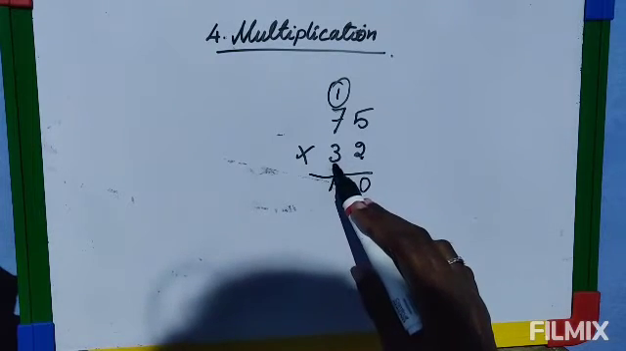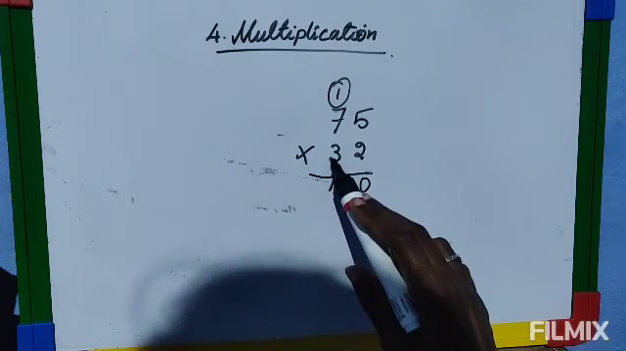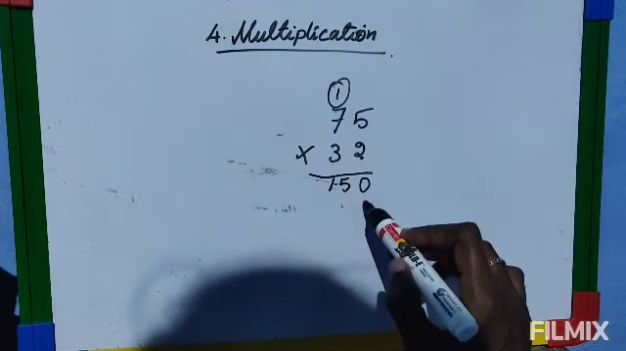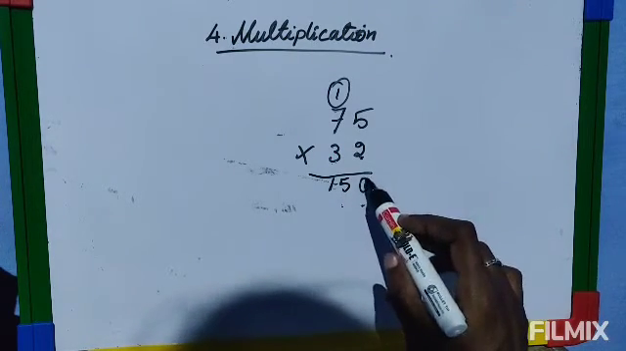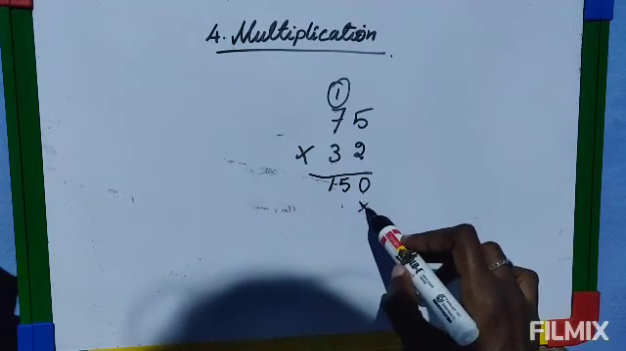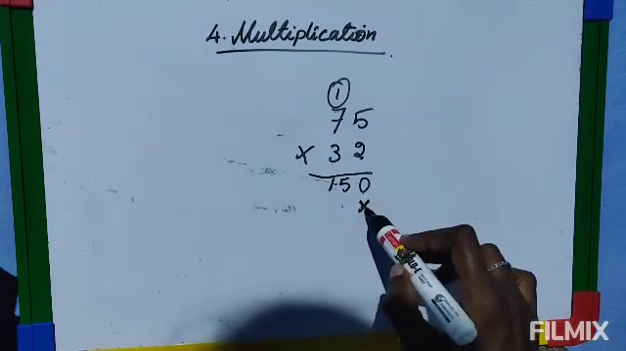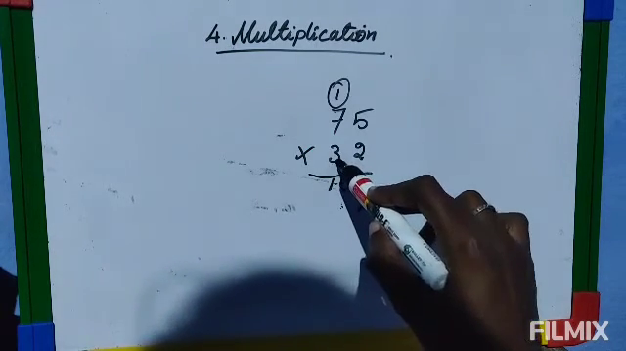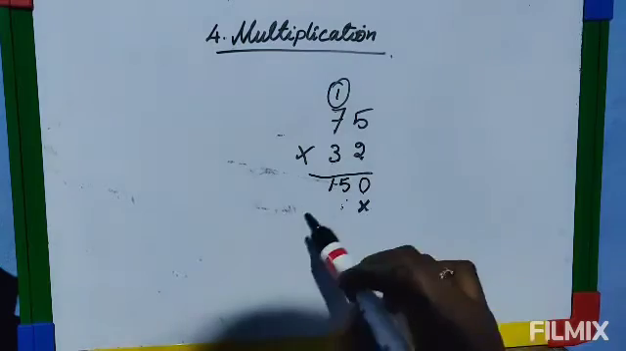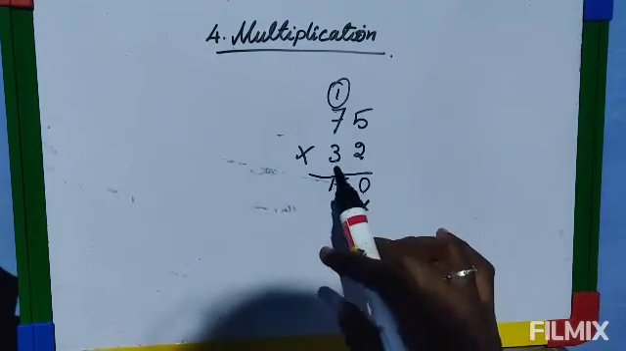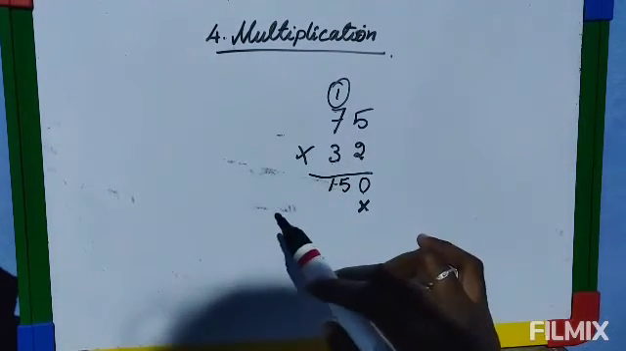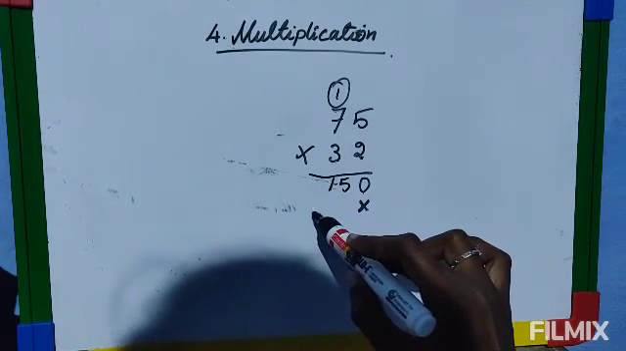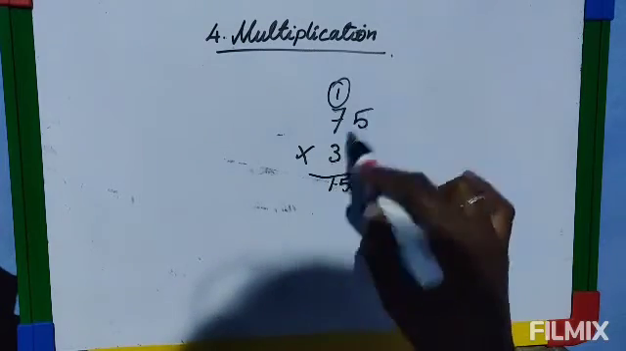So here you have to be careful. When you multiply by the tens digit, you have to write the answer from the tens place only. You will not start the answer from the ones place. So this place you will not write anything. You have to start from the tens place. You are multiplying by the tens place number, so you write the answer from the tens place. If you multiply by the number in the hundreds place, you will write the answer from the hundreds place only. Okay, so that way you remember.